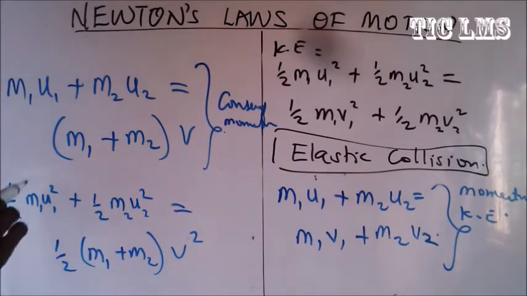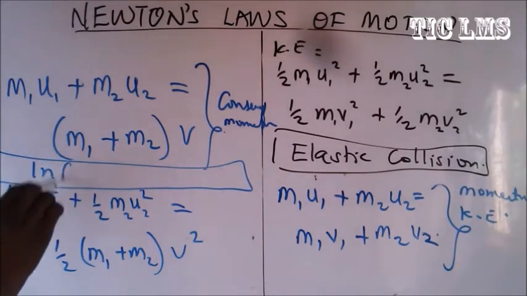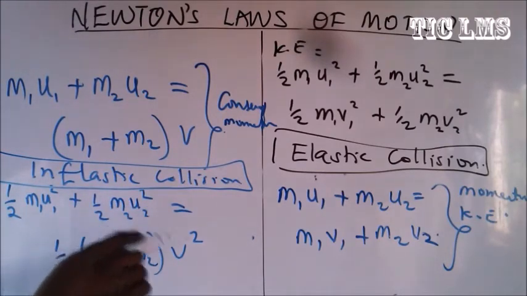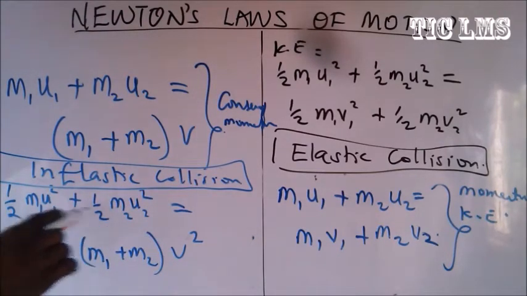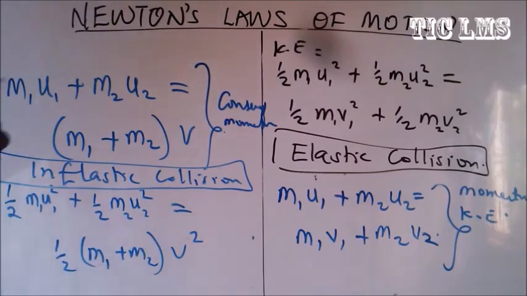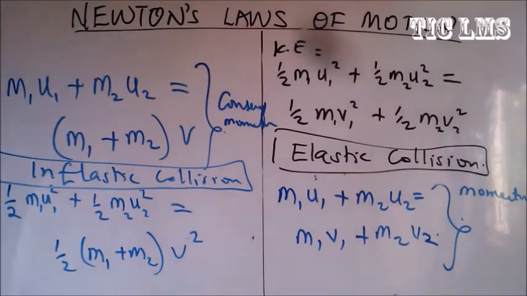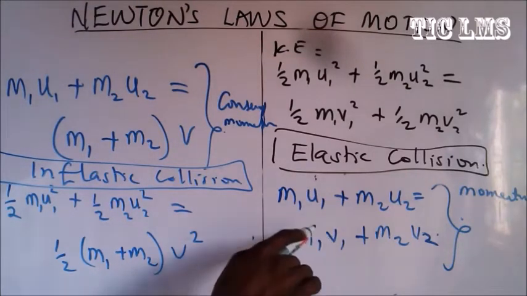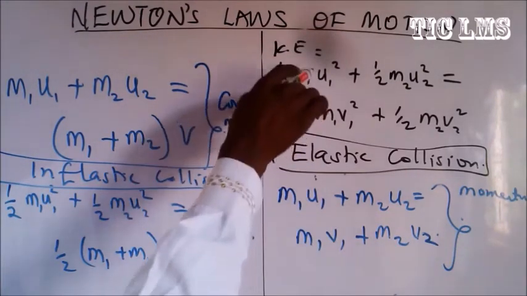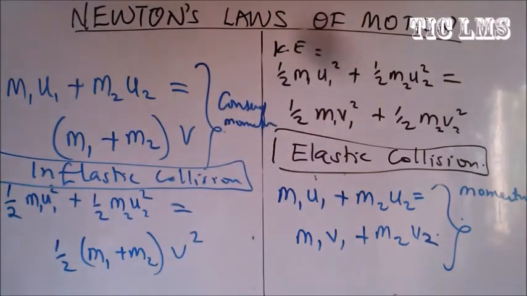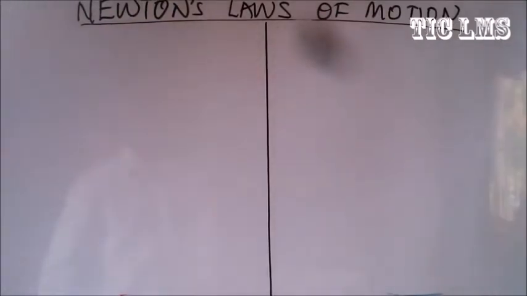So this is an inelastic collision, and here is the calculation for the kinetic energy in an inelastic collision, and here is the momentum in an inelastic collision. Now this is the momentum for an elastic collision, and this is the calculation for the kinetic energy in an elastic collision. All right, let's solve some questions under Newton's law of motion.